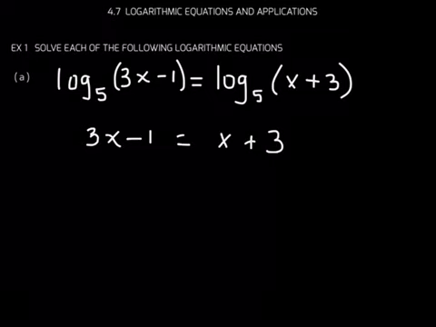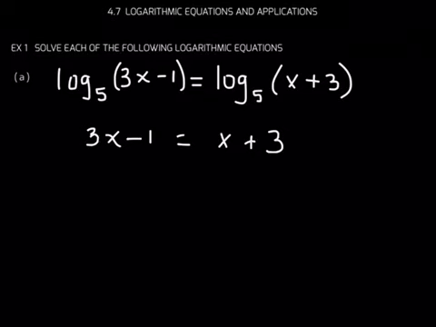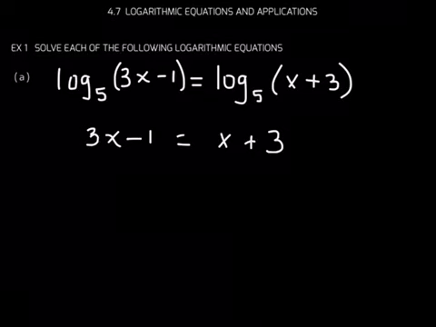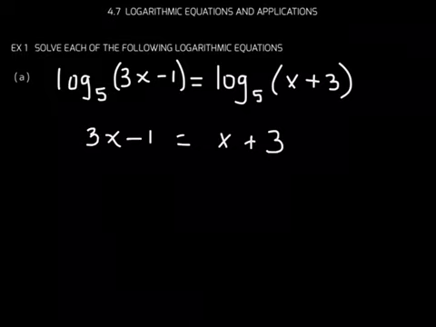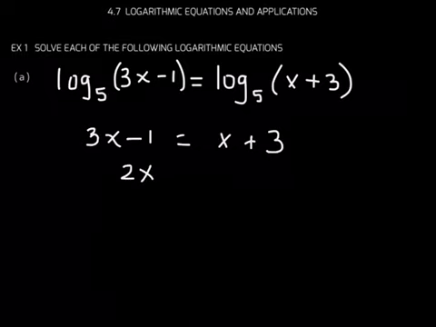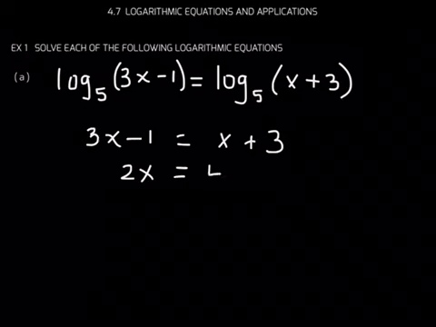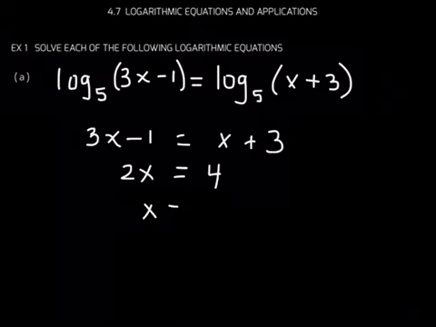So again, whenever you have a log set equal to another log and the bases are the same, you can go ahead and drop the logs, set the arguments equal, and solve. Okay? All right, subtract x from both sides. When you subtract x from 3x, you get 2x. Add 1 to both sides. When you add 1 to 3, you get 4. When you divide both sides by 2, you get x equal to 2.